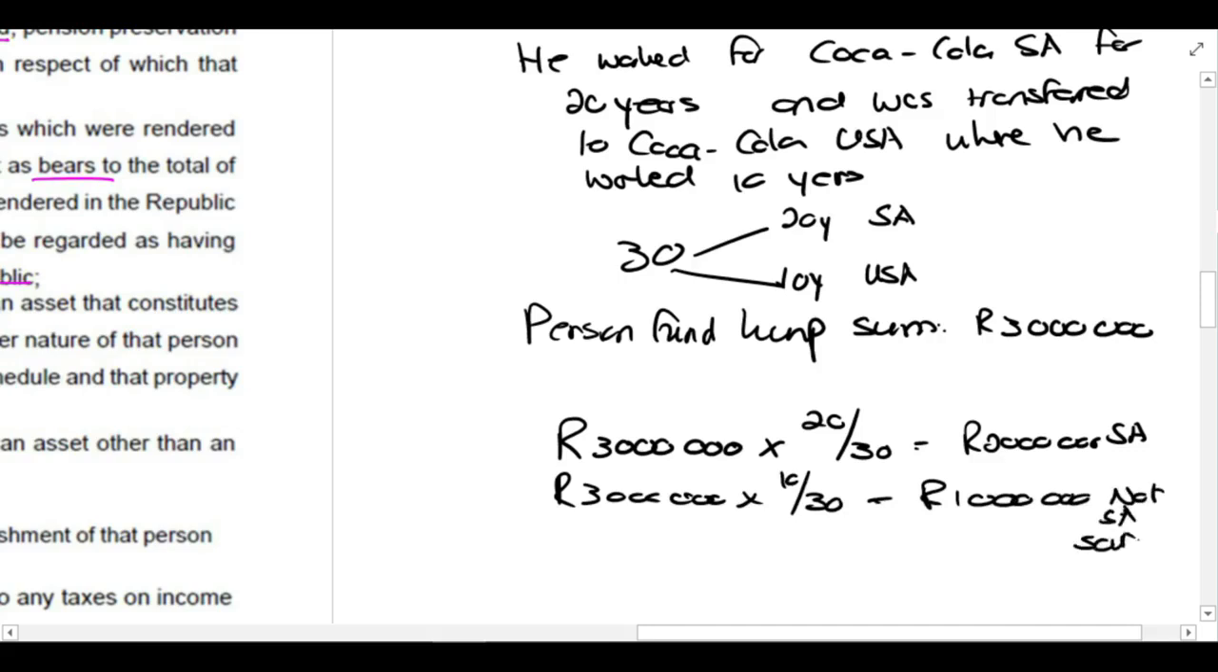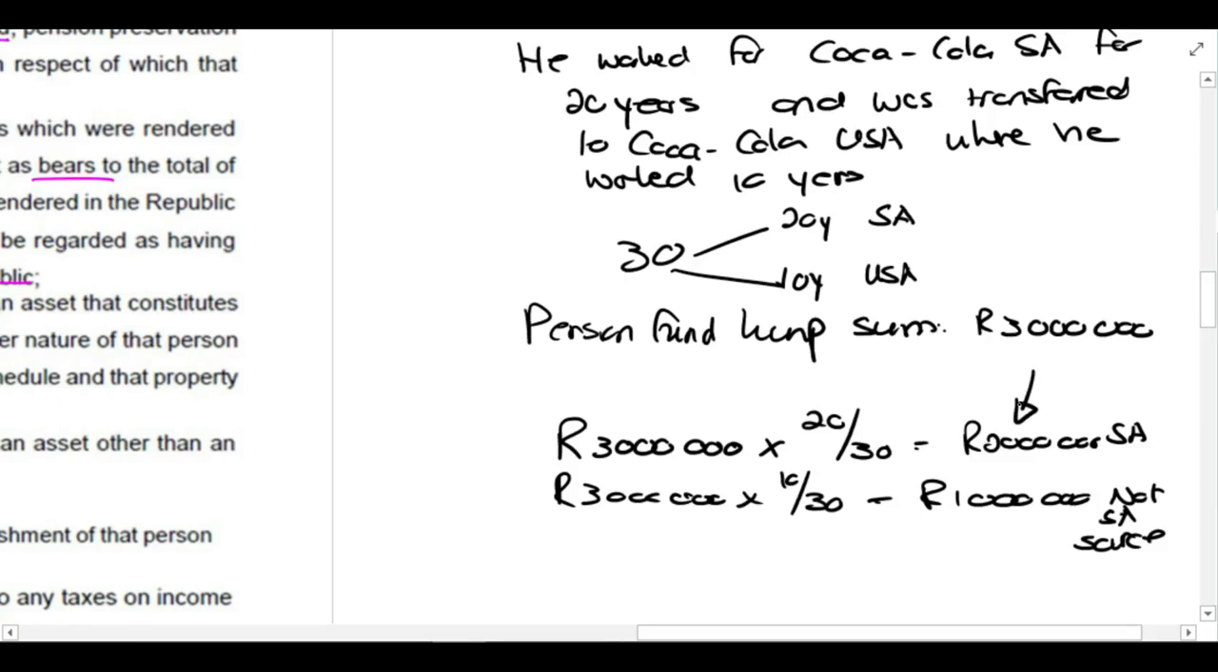And make sure that you hear what I'm saying here. I'm not saying what is taxed in South Africa just yet. I'm saying what is from a South African source. We're only talking about source rules here. In this case, only the 2 million rands will be from a South African source.